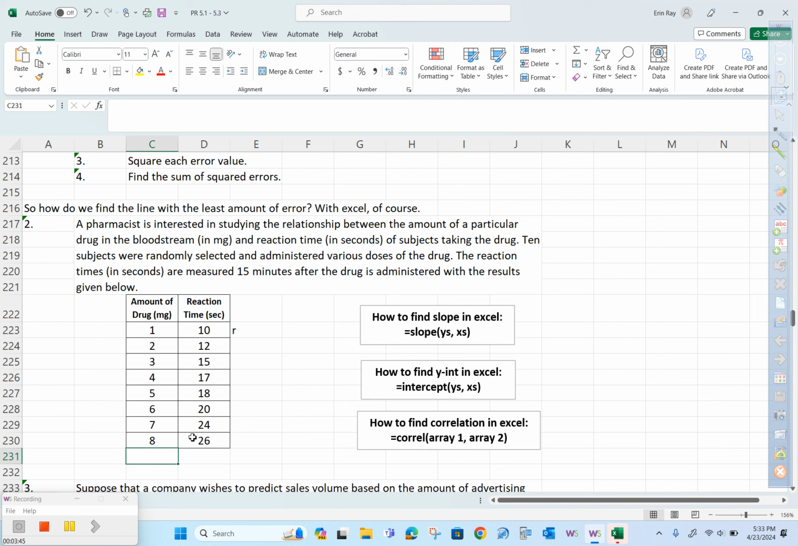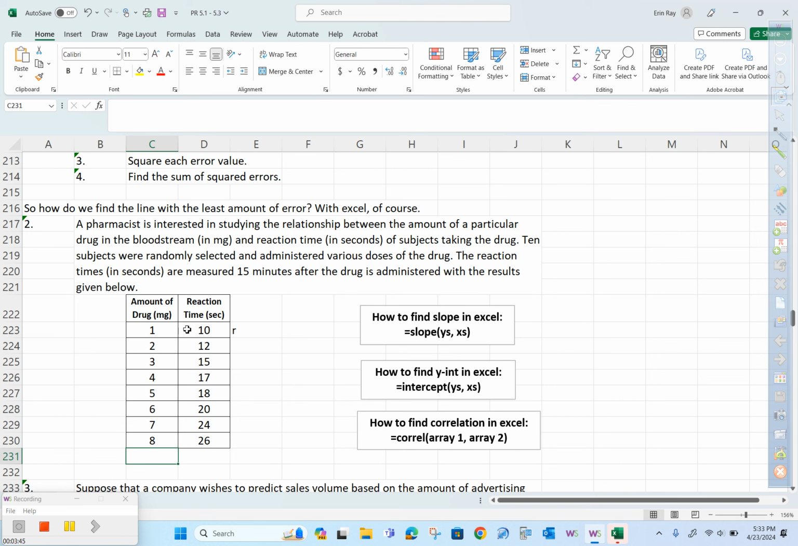It says a pharmacist is interested in studying the relationship between the amount of a particular drug in the bloodstream and then the corresponding reaction time in seconds of those people taking the drug. 10 people were randomly selected and administered various doses of the drug, so from 1 to 8 milligrams, and then their reaction time in seconds was measured 15 minutes after that drug was given to them. So it looks like, as we go through here, as the amount of the drug dosage was increased, the reaction time got longer as well.